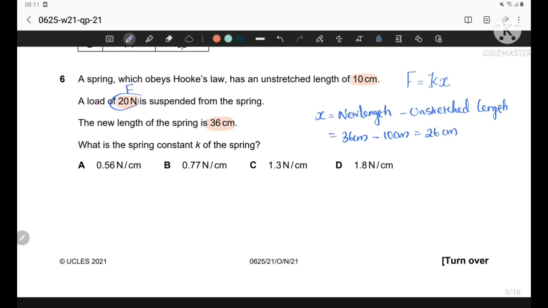Now we have force and extension, so we can find out K. In order to find K, we can make K the subject. So the equation will become spring constant K is equal to force over extension, where force is 20 N and extension is 26 cm. We don't have to convert centimeter into meter. The reason is in the options also the unit is given in centimeter. So no need to convert centimeter into meter. Therefore the answer in 2 significant figures is 0.77. Hence the correct answer is option B.